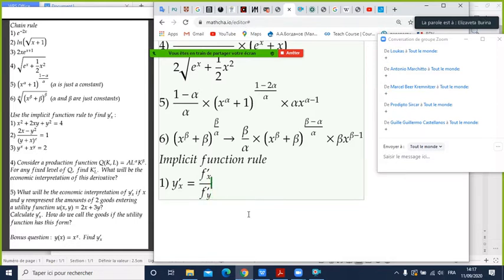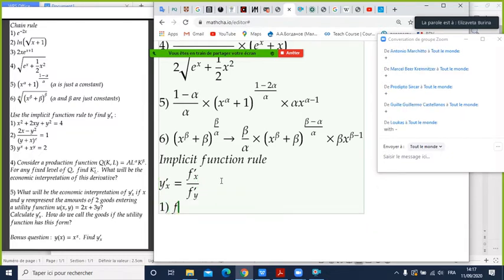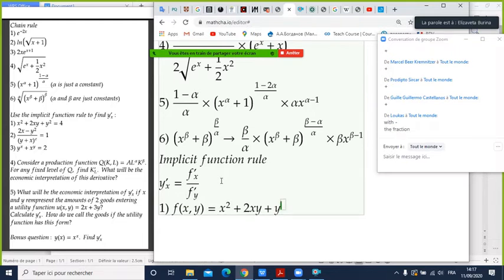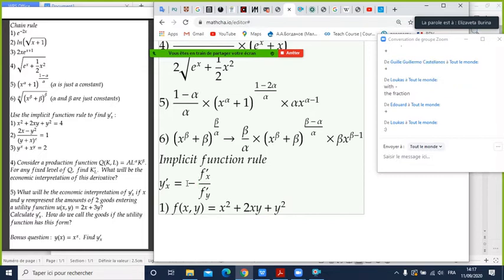Okay, so this is even before the first one. So in our first example, f has the form of x squared plus 2xy plus y squared minus, yeah, just a second, ms squared, yes, perfect. Here I forgot the minus. In the inverse function rule we don't have this minus, in the implicit function rule we do have this minus.